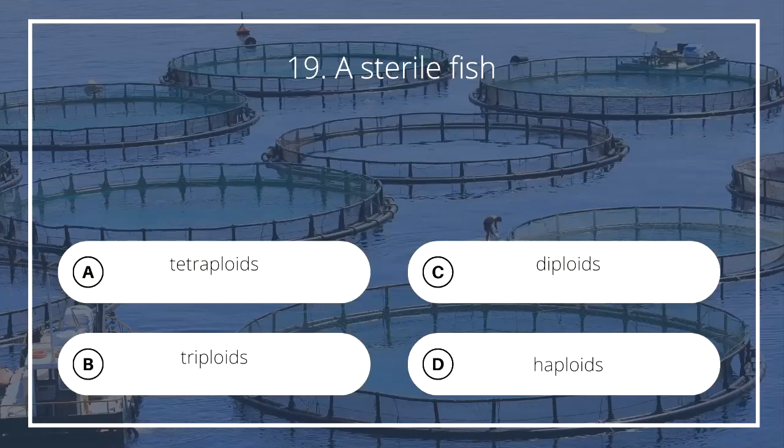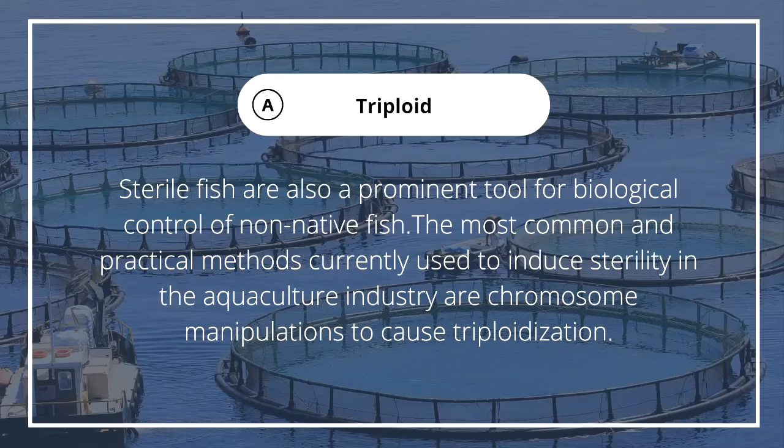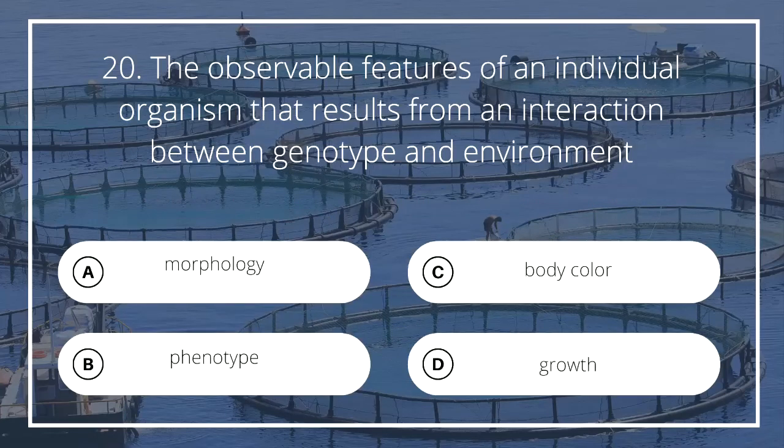Number 19. A sterile fish. A. Tetraploids. B. Triploids. C. Diploids. D. Haploids. Answer: B. Triploid. Sterile fish are also a prominent tool for biological control of non-native fish. The most common and practical methods currently used to induce sterility in the aquaculture industry are chromosome manipulations to cause triploidization.